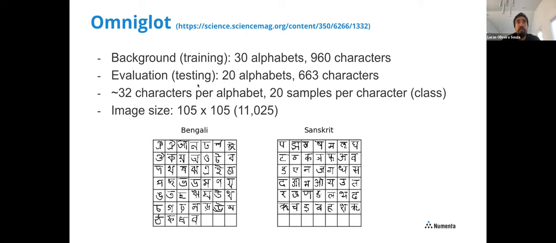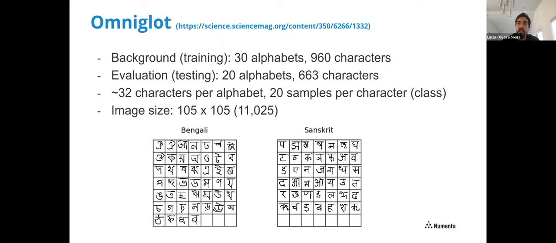663 characters total. Are those 20 new alphabets? 20 new alphabets, yeah. So in total, it's 50 alphabets. These are disjoint. And so we're evaluating not the performance, we're evaluating the quickness of learning of those 20 new ones. Exactly, yeah. We're always on the quickness of learning new tasks.